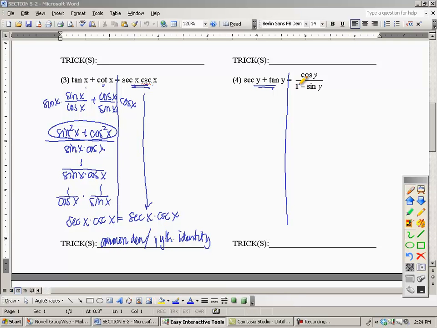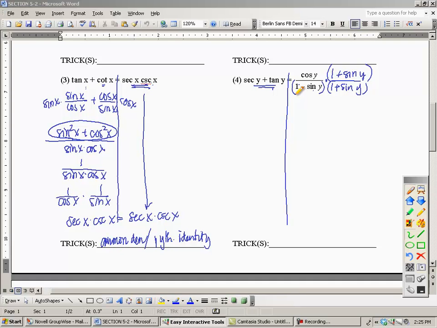But we talked about one like this in chapter 4, where if you have 1 minus just 1 trig value, the best way is to multiply by the conjugate, 1 plus the sine of y, on top and bottom. And so we're using the idea of a conjugate with trig values. And when I do this, I'm going to multiply.